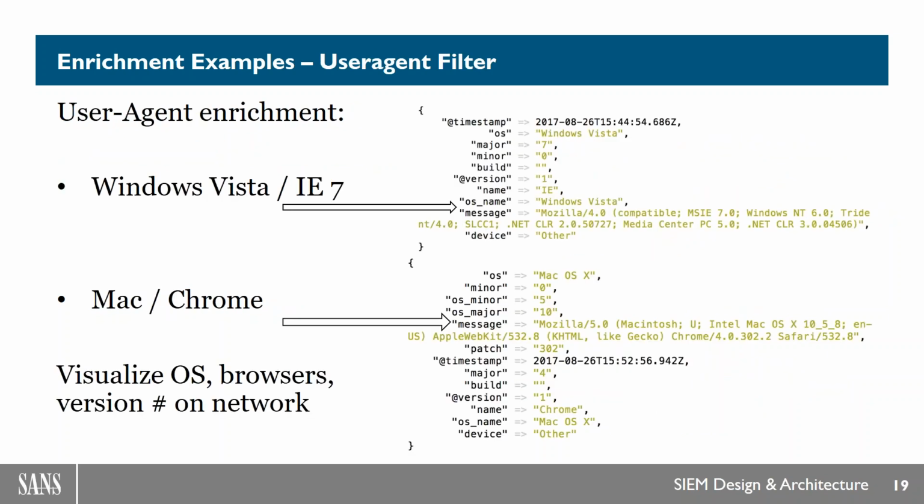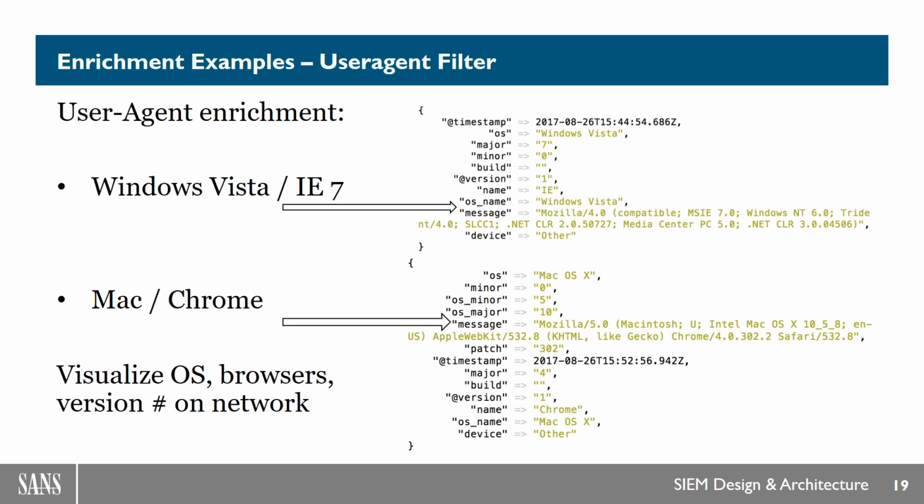Here's another example, user agent filters. User agents can be done in the same way. There's a user agent filter block. You can throw it in and point it at the user agent that's coming in, and it will break this down into various sections. So you can see here we got Windows Vista IE7 used on the top.